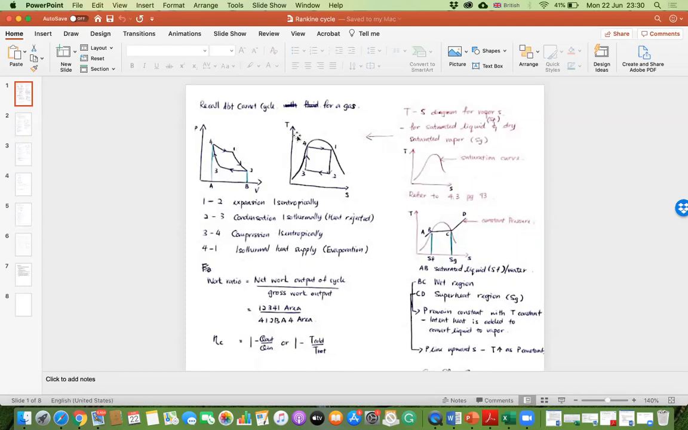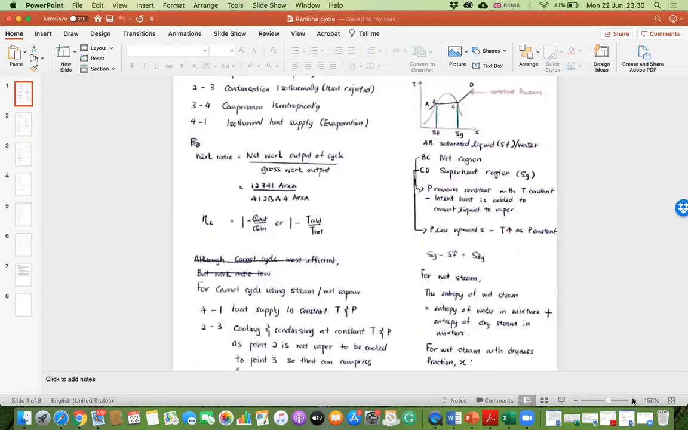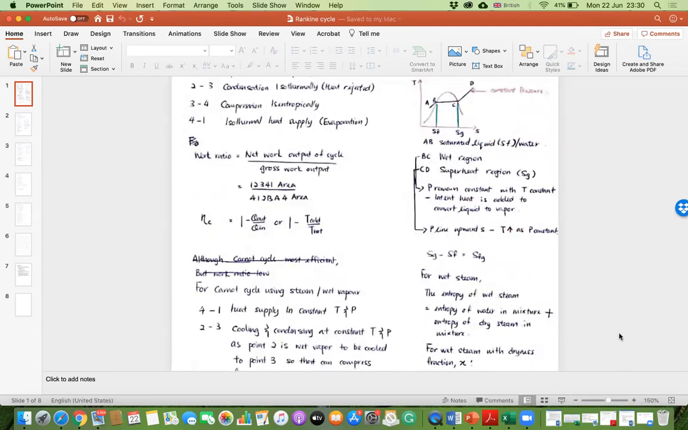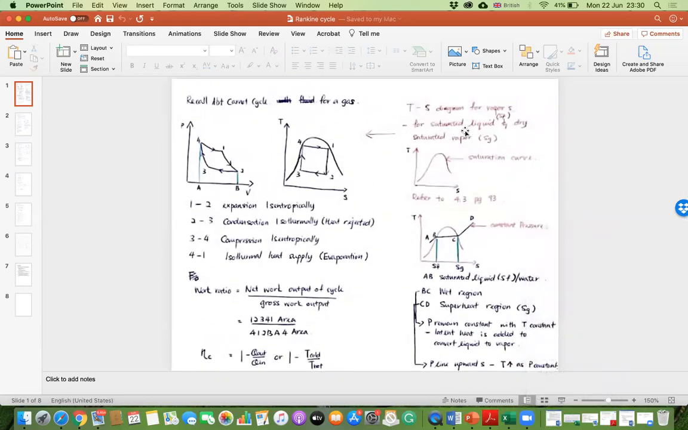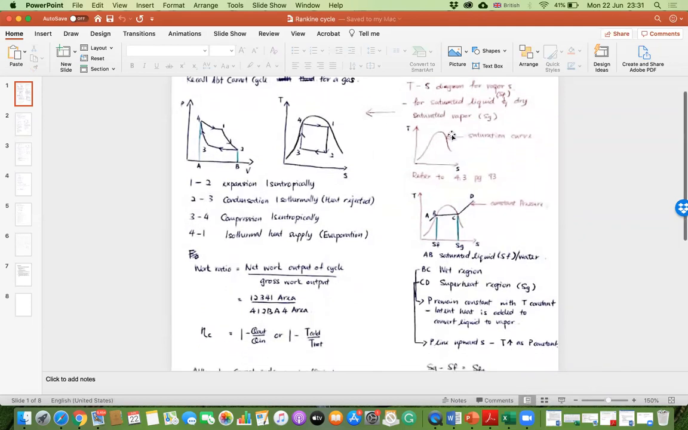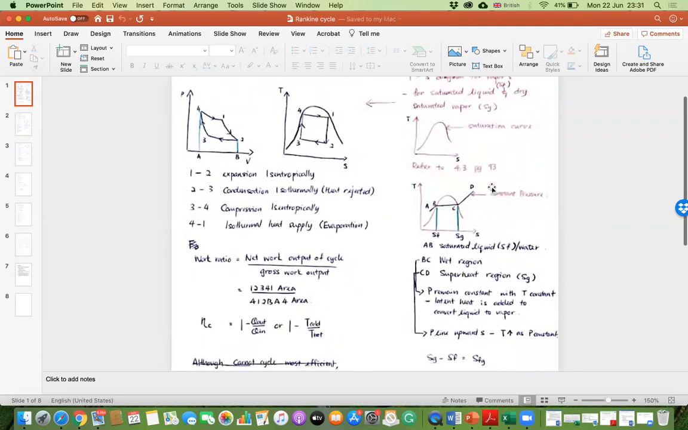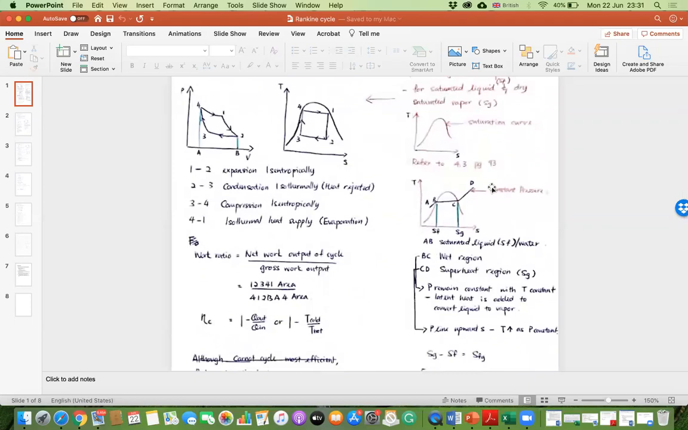If you look at the TS diagram, there is a curve here, which you should have learned from your fundamental thermodynamics. This is the TS diagram for vapor. Let me make it a bit bigger for you. This line is for saturated liquid and dry saturated vapor, so this curve is called the saturation curve. You can also refer to section 4.3 at page 93 of the textbook.